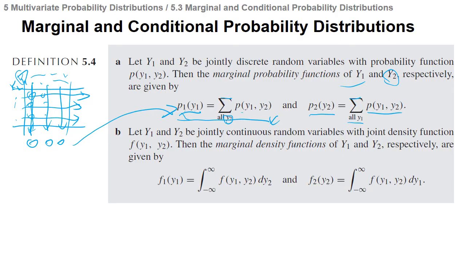And let y1 and y2 be jointly continuous random variables with joint density function f(y1, y2). Then the marginal density functions of y1 and y2 respectively are given by these. So f1(y1): we integrate with respect to y2, or if we integrate with respect to y1, we can get the marginal density function for y1 and y2 respectively.